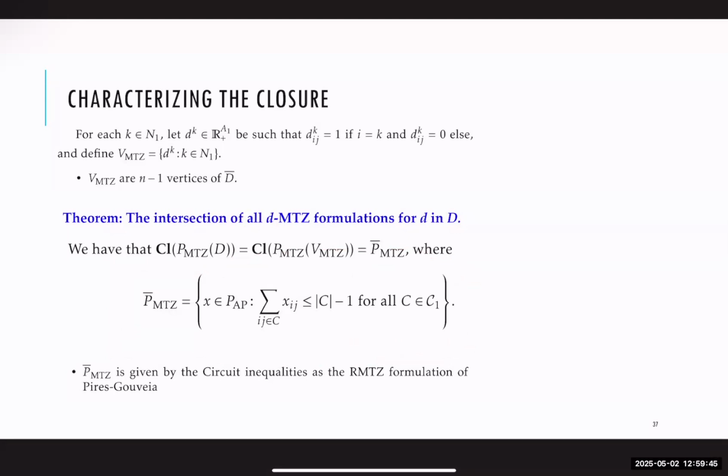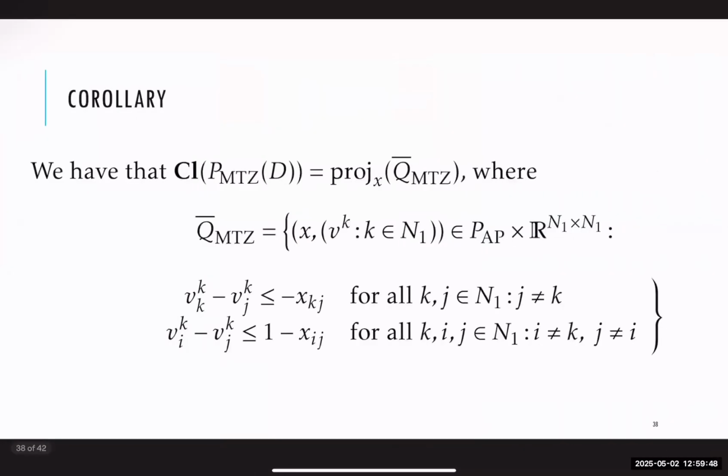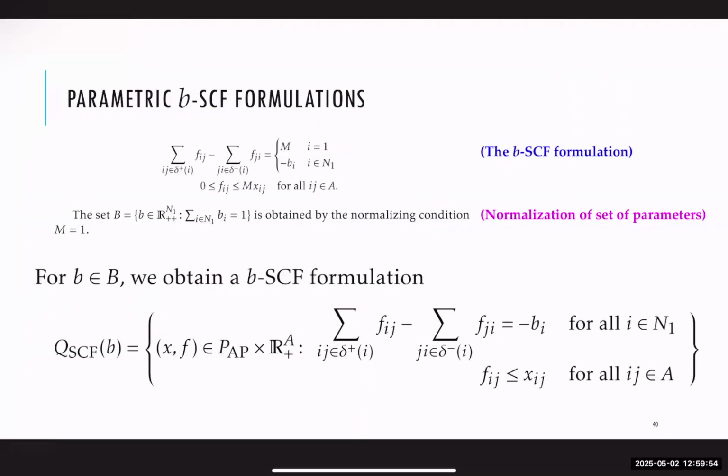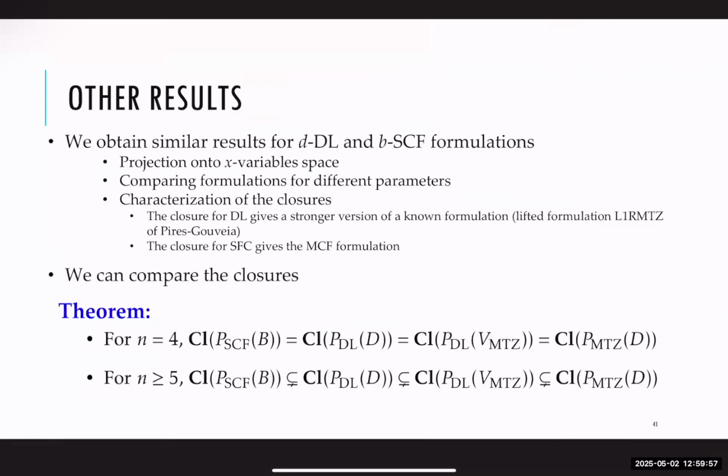In this last minute, let me tell you that we do this also for the flow formulations and the single commodity flow formulations, and we have results that are similar in flavor. And you can compare all these formulations. To close, the TSP is a difficult problem. We don't find a better formulation than the ones known in the literature. But these parametric formulations give you a procedure to find better or different formulations from a different perspective, just by considering one formulation and parameterizing it. And with this, I am done with the talk.